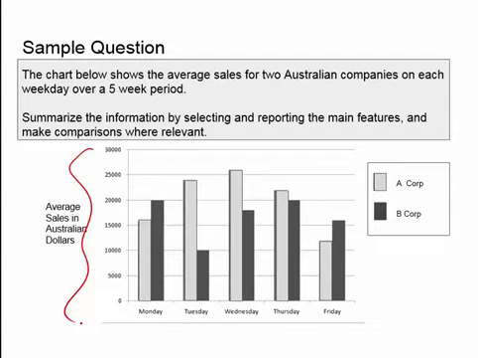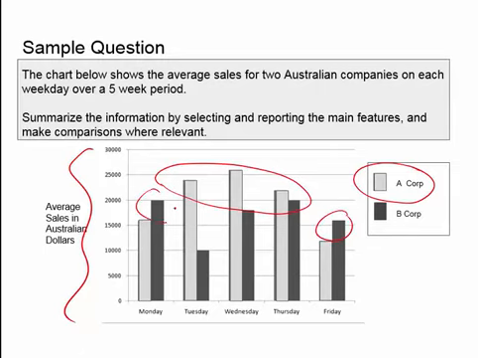Well, to me, I would want to take a look at this earnings data and very quickly try to figure out which company did better than the other company over this period. You wouldn't have to add up the exact numbers. You would see pretty quickly that A Corp did a little better than B Corp over this 5-week period, right? Another main feature is that during the middle of the week, A Corp does much better than B Corp. Interestingly, B Corp does better than A Corp on Mondays and Fridays only.